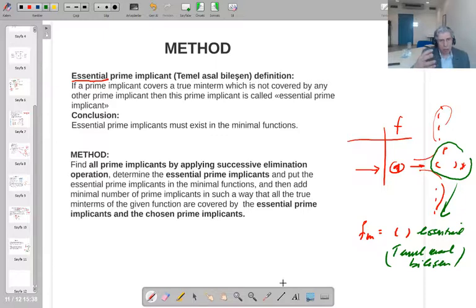So we are going to explain these steps to you on an example in the next video, not in this one. So that's the end of this video.